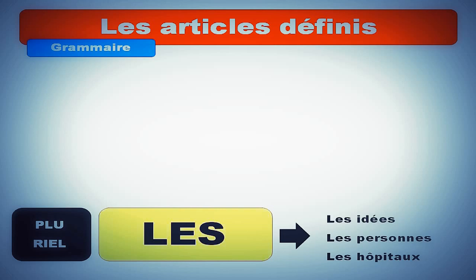So usually, if you've got a voyelle right after, you will have to do this liaison. Alright, so the small link between the two words, so it goes like z. So you get this les idées. Repeat. Les idées.